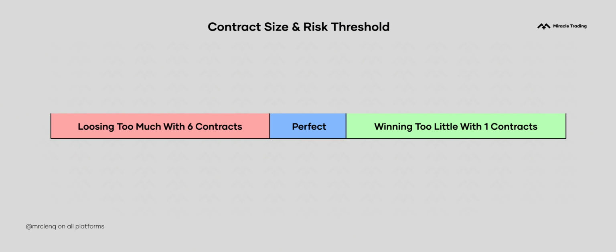So you put a lot of risk on your account and your trading. And when you are trading with one contract, you're winning too little. You're not winning much. So let's say here you're losing $600 when you're trading with 6 contracts in a single trade, and in a single trade, when you're trading with one contract, you're winning $100. You have to try to find that sweet spot. How do you do that?